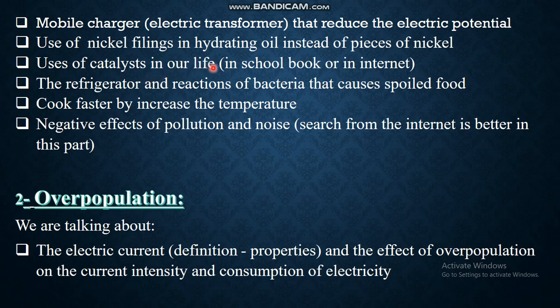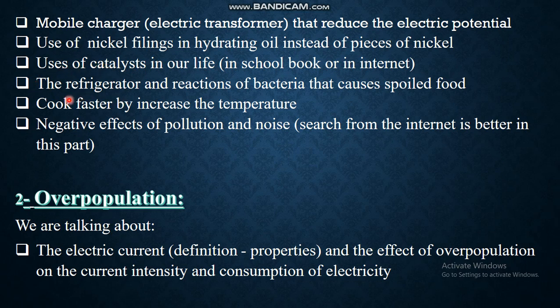We will find this in the school book or on the internet. Catalysts in our life: in some plants they make biological processes faster, and in our body they are called enzymes. What is the importance of it? This is very important in our life.